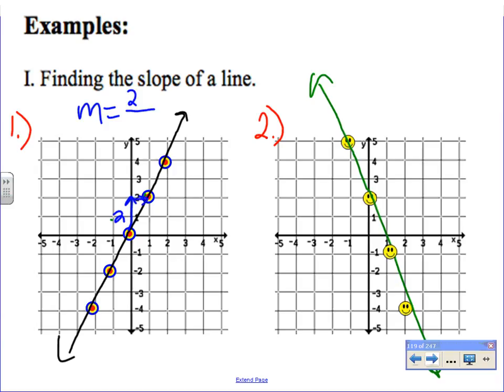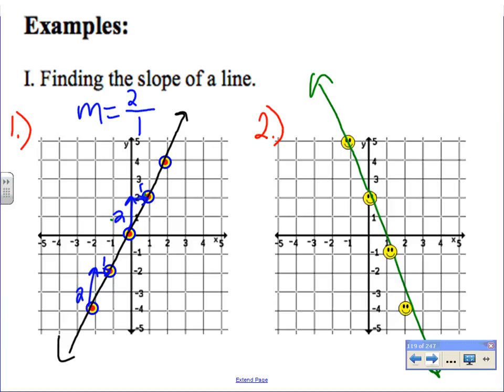go to the right 1. That means my bottom is 1, my slope m is 2 over 1. Now say I picked another point. Maybe I picked someone else in here, picked this point down here. Same thing, I'm going up 2 and over 1. So you still get 2 over 1.